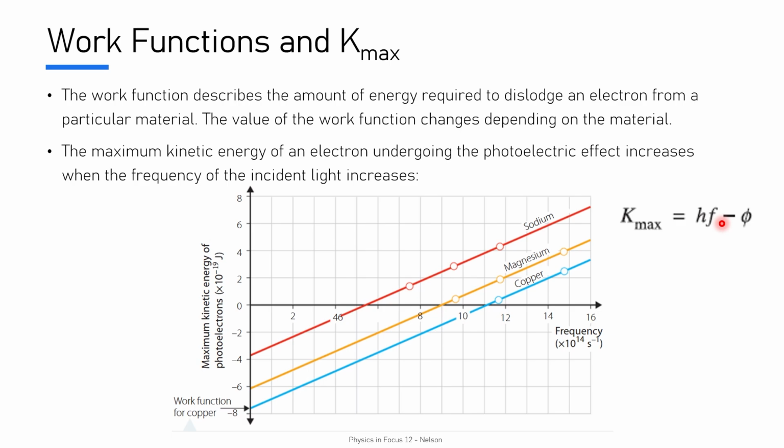Now, the work function describes the amount of energy required to dislodge the electron from the particular material. In other words, if we put energy into the electron and take away the work function, the amount of energy just to get the electron off the metal itself, then the remaining energy is Kmax, the maximum kinetic energy that the electron can have. And again, we can measure that by putting an opposing voltage on and figuring out the work required to stop the electron from getting from one plate to the other.